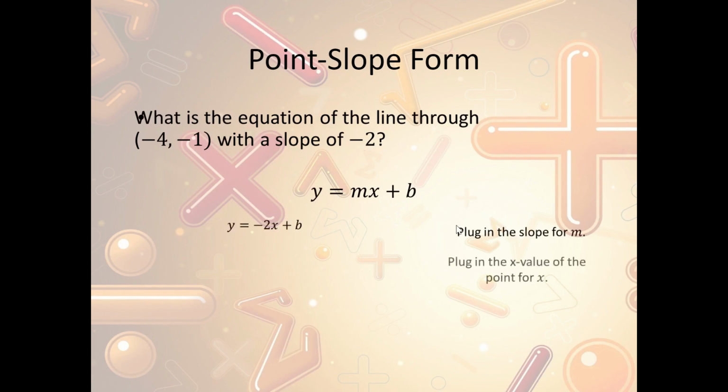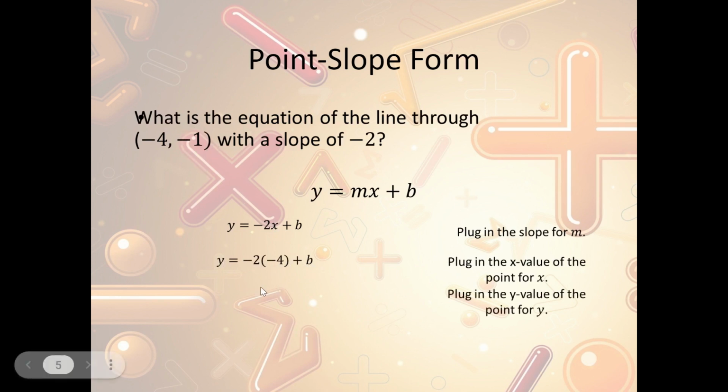Then we're going to plug in our x value. Well, our x value is negative 4, so we're going to plug that in for x. So this becomes y equals negative 2 times negative 4 plus b. Then we plug in our y value. Our y value is negative 1, and that goes in for y. So this is negative 1 equals negative 2 times negative 4 plus b.